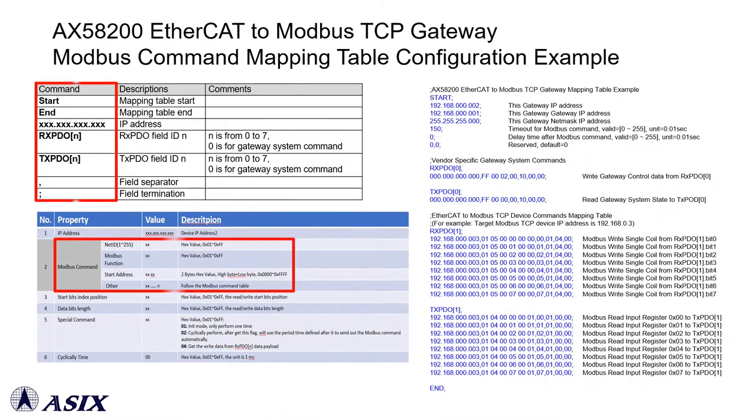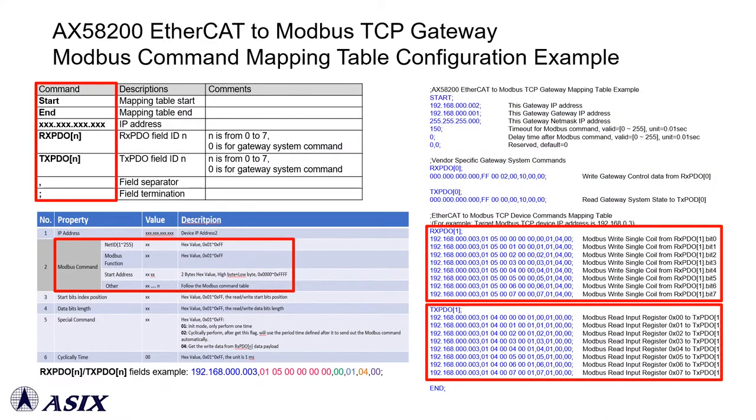In order to define the command mapping relationship between EtherCAT RxPDO, TxPDO and Modbus commands, designers need to program the Modbus commands mapping table onto AX58200 flash memory via new link USB ICE debugger of AX58200 evaluation board.